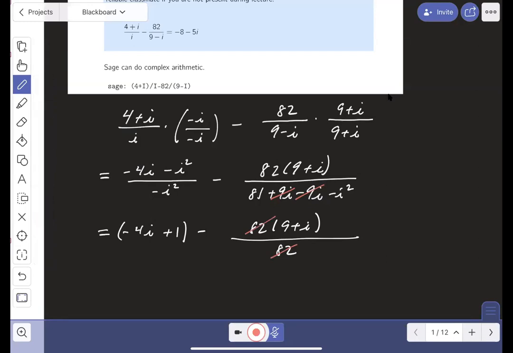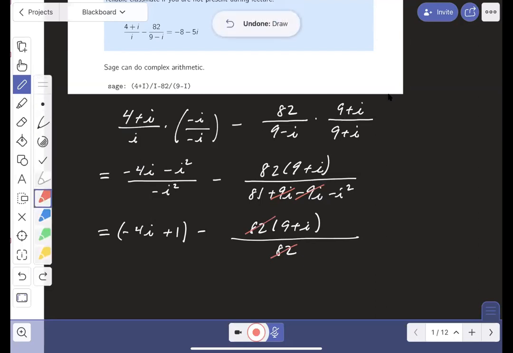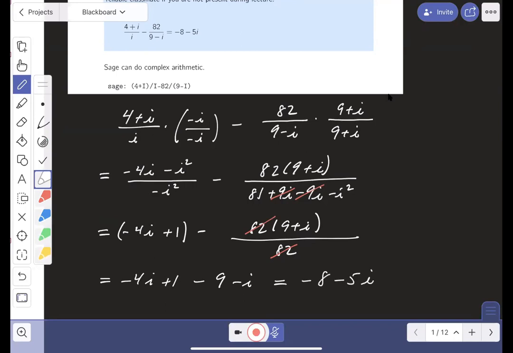All right, let's keep writing. This is going to be minus 4i plus 1 minus 9 plus i. So minus 9 minus i. And what do you get over there? Minus 8. And minus 4i minus i is minus 5i. I got it in the form a plus bi. And a is minus 8, this is our goal, and the b is minus 5.